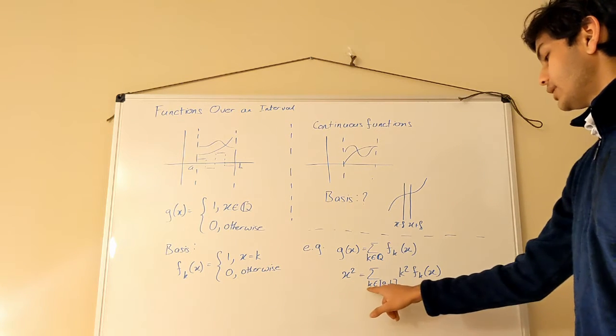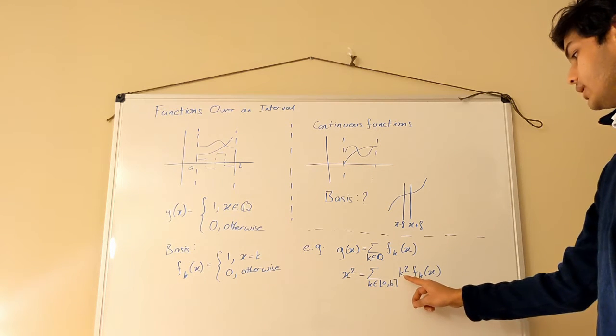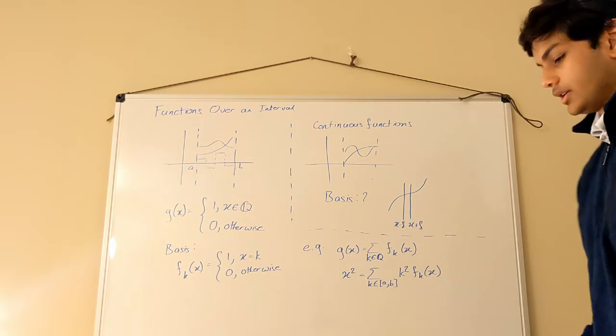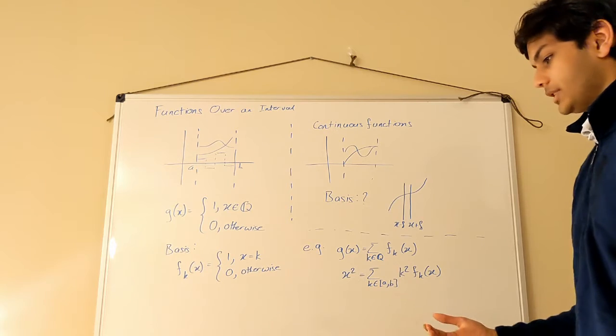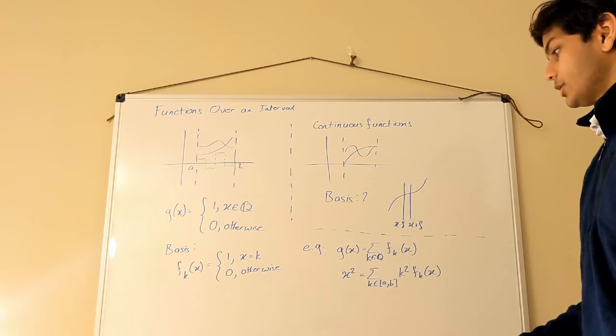And you can decompose that: you take all k in the interval a comma b, and you construct the sum k squared times f sub k of x. So what does it mean for two functions to be equal? It's just like for every input, they have the same output, right? So for example, let's say that x is equal to 7.